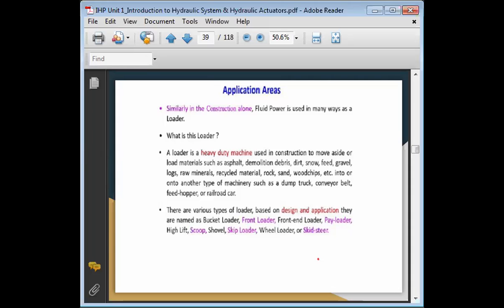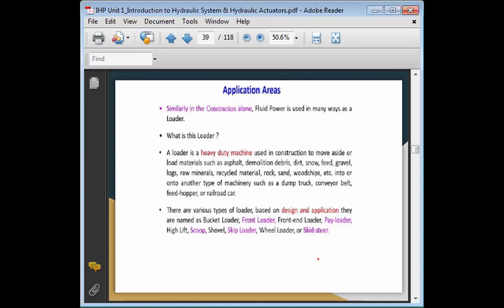There are various types of loaders available commercially in the market, used in construction, based on their design and application. They are named as the bucket loader.